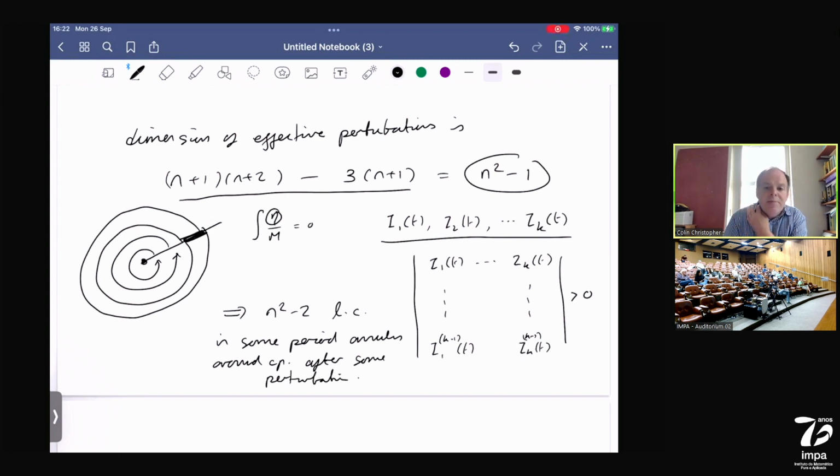And that seems to be quite a good estimate. I don't know if taking different degrees of curves would make a better job, but that seems to be quite a good estimate for the number of limit cycles around a critical point.